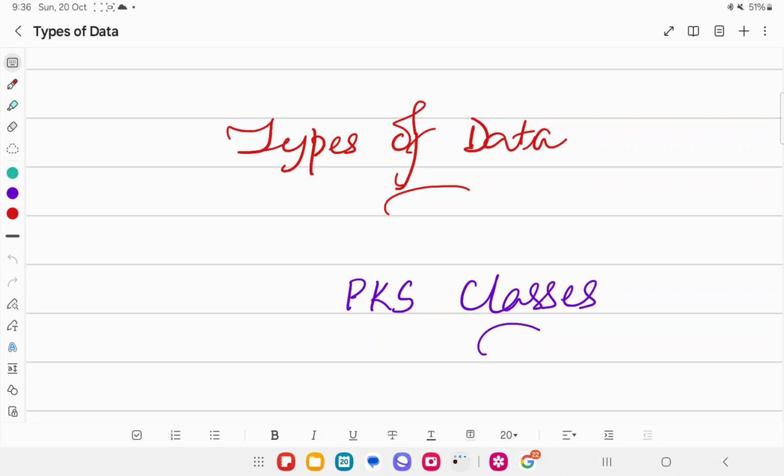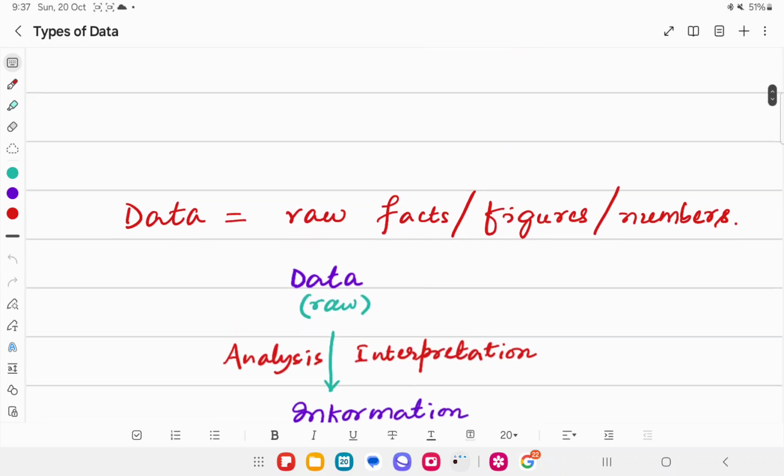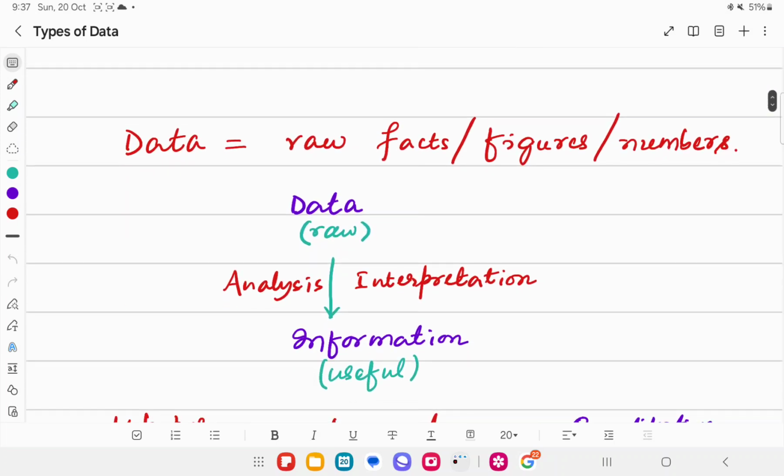Today we are going to study about data, types of data. What are the different types of data? So, data is nothing but the raw facts or figures or the numbers. Once it is analyzed and interpreted, it becomes information. So, data is raw. Once it becomes information, it becomes useful.